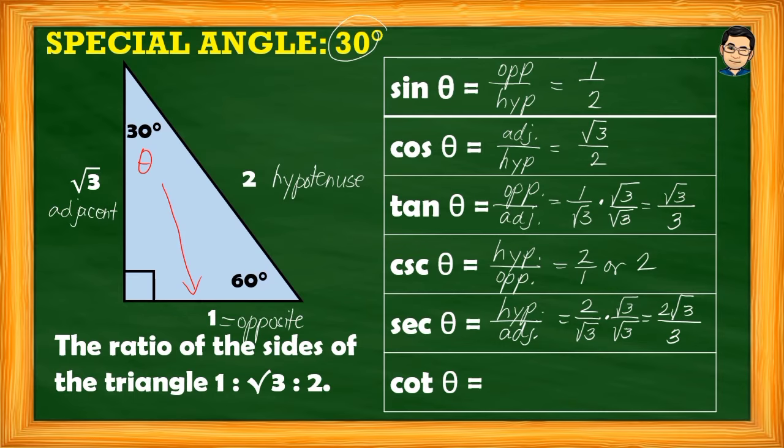Next, cotangent theta naman is the reciprocal of tangent theta. Imbis na opposite over adjacent, magiging adjacent over opposite. Adjacent is square root of 3, and then opposite side measures 1. So, square root of 3 over 1 is equal to square root of 3. So, cotangent 30 degrees is square root of 3. Ayan, using 30 degrees yan.